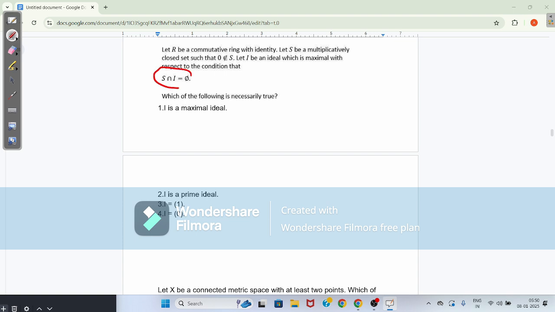This part, when these two intersect, R is a commutative ring with unity, S is a multiplicative set and 0 does not belong to S. I is an ideal. Then what is maximal with respect to this condition? When the intersection of these two sets is empty, then it need not be a maximal ideal, it becomes a prime ideal here. So 2 is the correct option here. 1 is also given, it has an element 0, it also confirms that it has an element, so it is a prime ideal here.